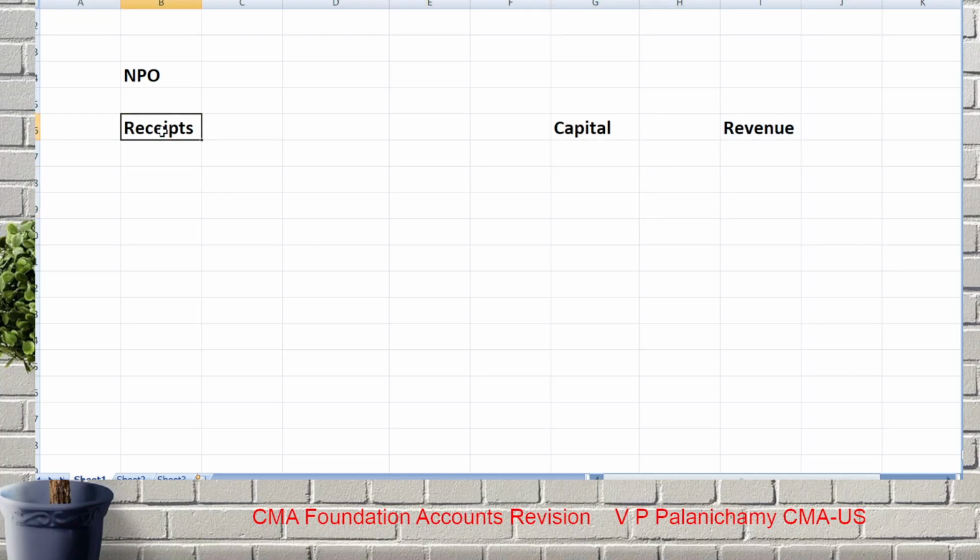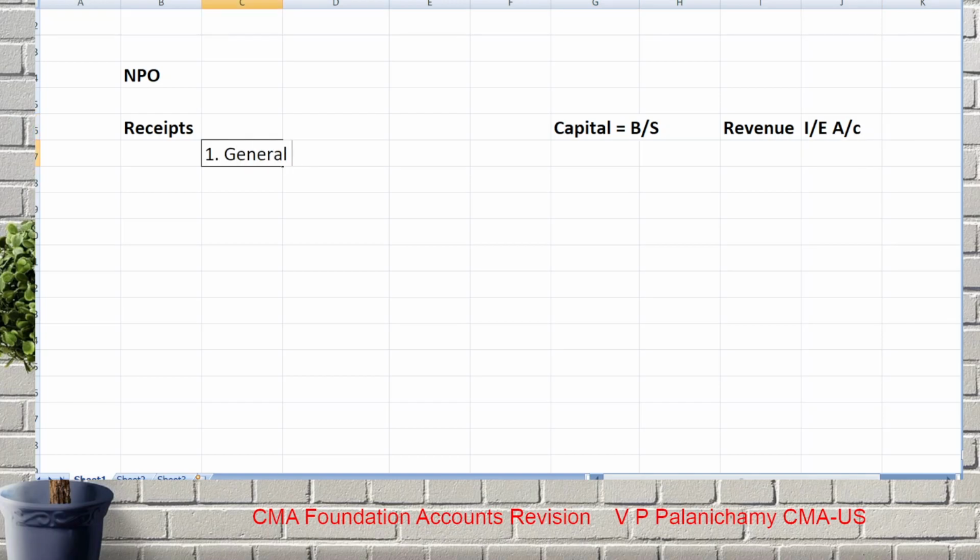Okay, pay attention. Capital receipts will be recorded in the balance sheet. Revenue receipts are recorded in which account? Income and expenditure account.